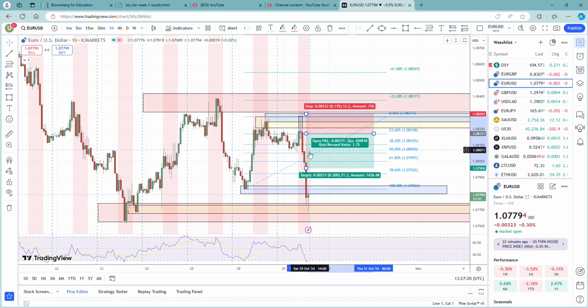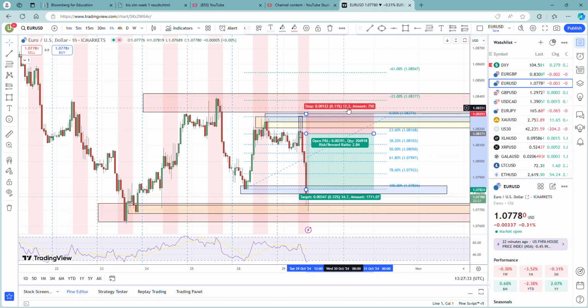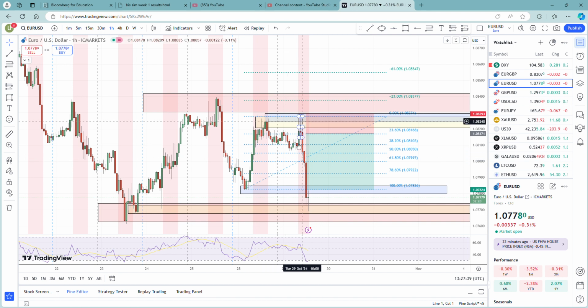this would have been my entry. I would have put the stop loss above the wick, so I'm risking 12 pips. This would have been my TP. I'm risking 12 pips to win 35 pips. So the risk to reward ratio is 2.84. If you trade at £1 a pip, you're risking £122 to make £347. That is how easy Forex is, guys.